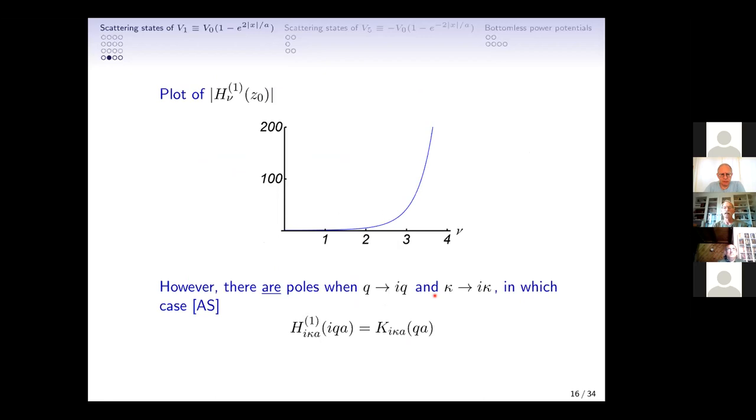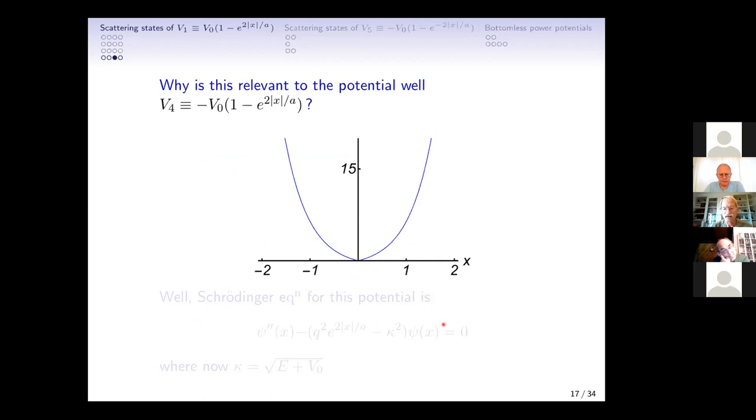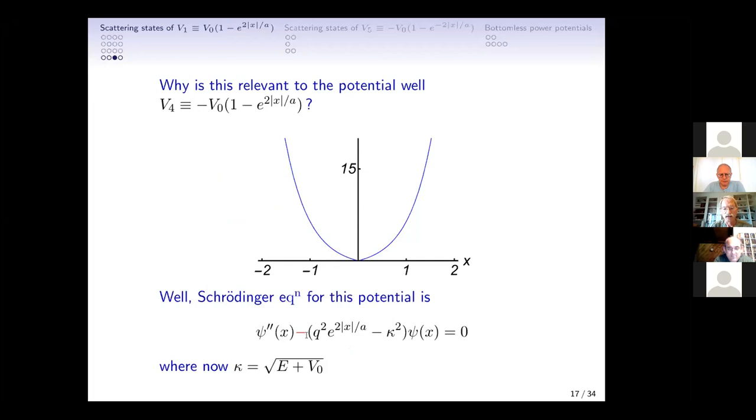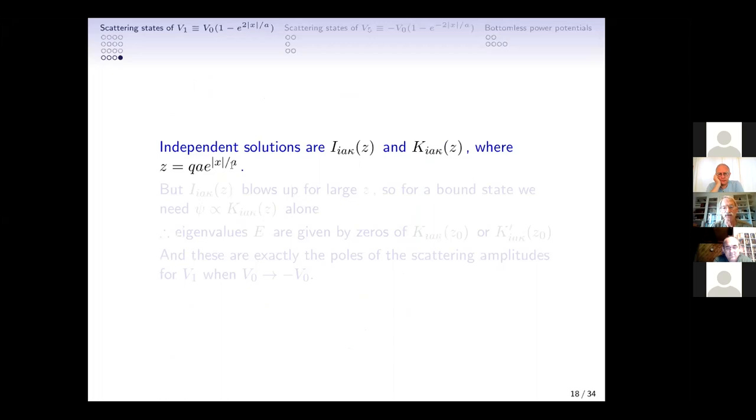But if we change Q to IQ and kappa to I kappa, the Hankel functions go over to associated Bessel functions, and they do have zeros. The reason this is relevant to this potential is that that's precisely where I change V naught to minus V naught. The Schrodinger equation has a minus sign where it used to be plus before, and also the definition of kappa has changed. In that case, the independent solutions of that equation are associated Bessel functions of index I a kappa.